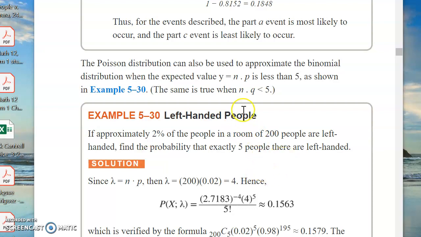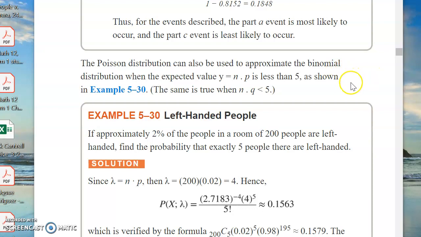Okay, so now, unfortunately, there's a typo here. The expected value y equals n, and then that looks like a decimal place, n p. What it should say, and it is correct in the printed version of the book, at least in my edition, is lambda equals n times p is less than 5. Okay, so it's lambda equals n times p.